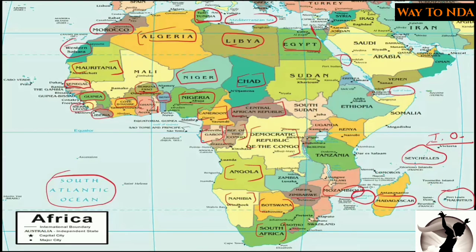This is Zimbabwe. Try to mark in your atlas whatever countries I am marking here. This is Zambia, and here this is Mozambique. This is the small country Malawi. This is Tanzania, and this is Kenya, this is Uganda. Here you will find Somalia, this is Ethiopia, this is Eritrea, and here you will find Djibouti.